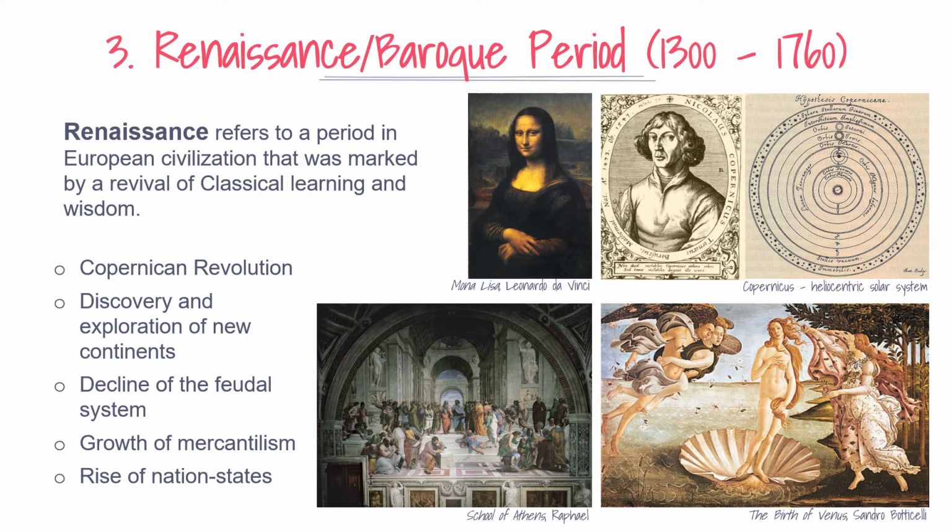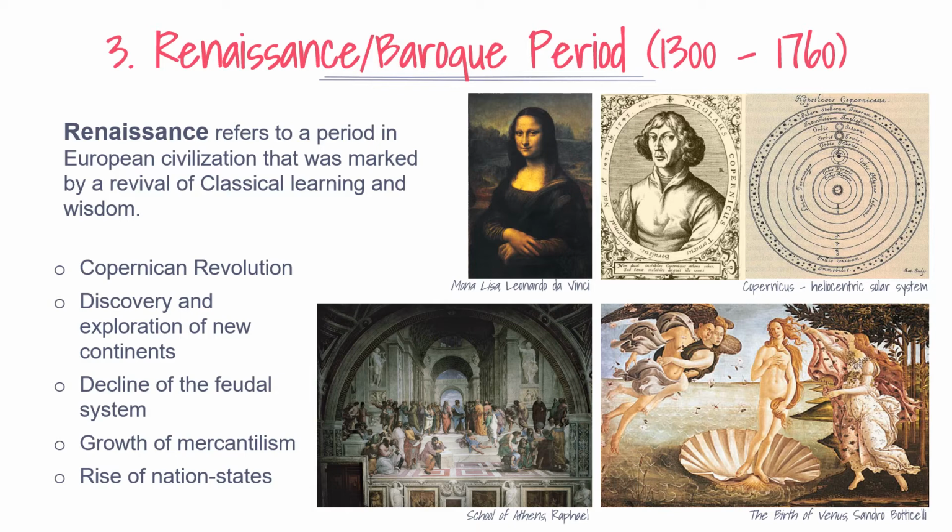Renaissance refers to a period in European civilization that was marked by a revival of classical learning and wisdom. It started in Italy during the 14th century and reached its height in the 15th century. The Renaissance spread to the rest of Europe in the 16th and 17th centuries.